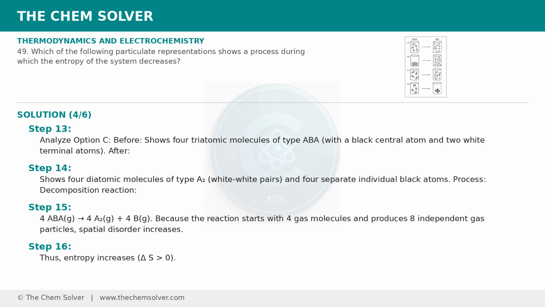Analyze option C. Before shows 4 triatomic molecules of type ABA with a black central atom and 2 white terminal atoms. After shows 4 diatomic molecules of type A2, white-white pairs, and 4 separate individual black atoms. Process, decomposition reaction. 4ABA gives 4A2 plus 4B. Because the reaction starts with 4 gas molecules and produces 8 independent gas particles, spatial disorder increases. Thus, entropy increases, delta S greater than zero.